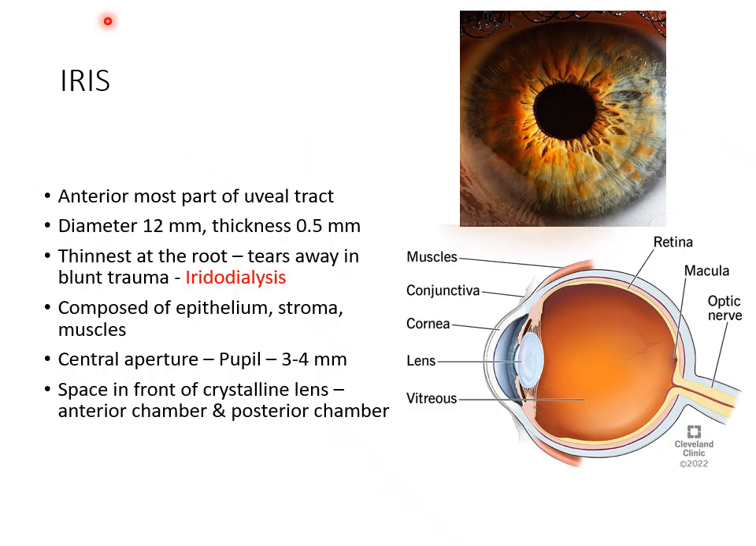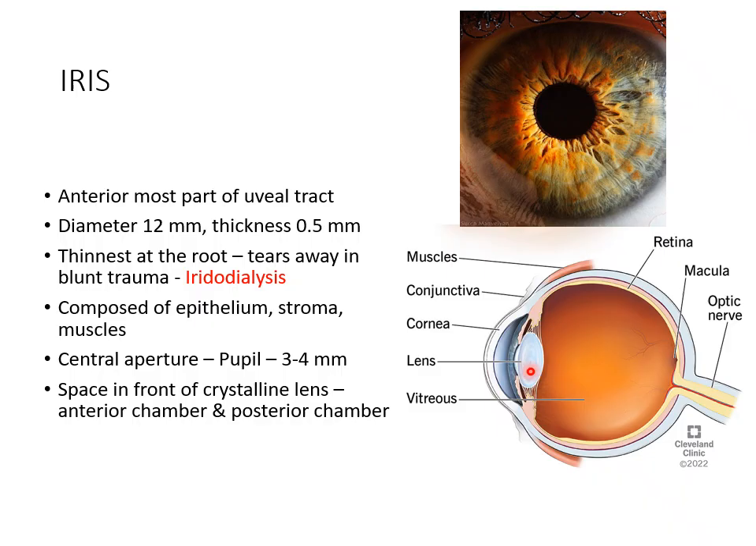Now, let us start discussing each and every part. This is the iris, and it is the anterior most part of the uveal tract. It has a central aperture, the pupil, which is about 3 to 4 mm. The diameter is about 12 mm, and the thickness is 0.5 mm on an average. At the root, it is the thinnest. This is the iris root, the part where it is joined to the ciliary body, and basically in trauma, it is this part that the iris tears off from.